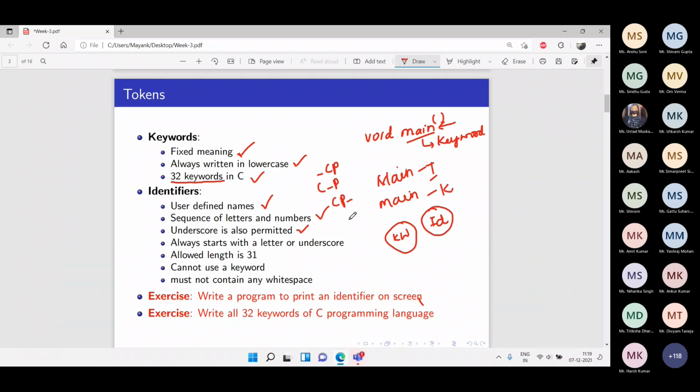CP_, it is an identifier. If I write C?P, it is not an identifier, because this is a special character and it is not allowed in identifiers. So identifiers only allow underscore. So what is the actual meaning of identifier? We'll come to understand. We are coming to variables and constants. When we define these variables and constants, we require identifiers. Just understand that this is a prerequisite.